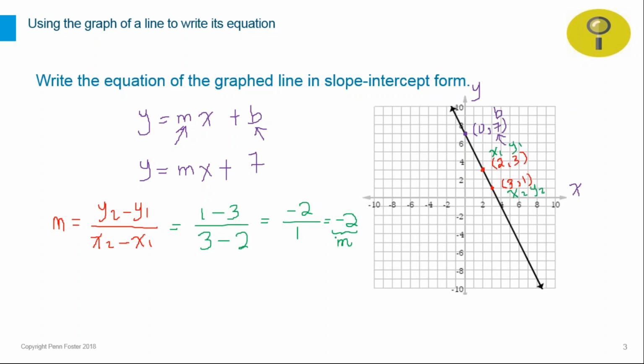Now we know the slope, we can put the equation together. Y equals negative 2 times x, and then plus 7. This equation defines the graphed line.